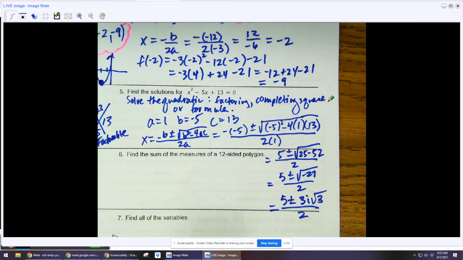Sum of the measures of a 12-sided polygon. Let me give everybody a second to finish writing that down while I finish this last two.